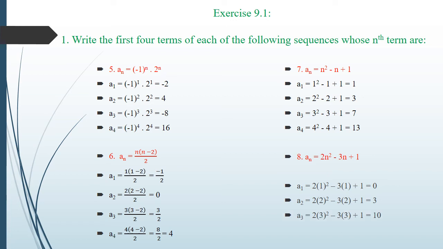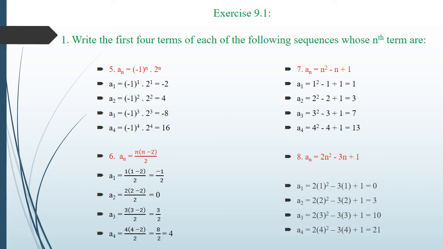a3 is equal to 2 into 3 square minus 3 into 3 plus 1. 3 square is 9. 9 into 2 is 18. 18 minus 3 into 3 is 9. 18 minus 9 is 9 plus 1 is going to give me 10.